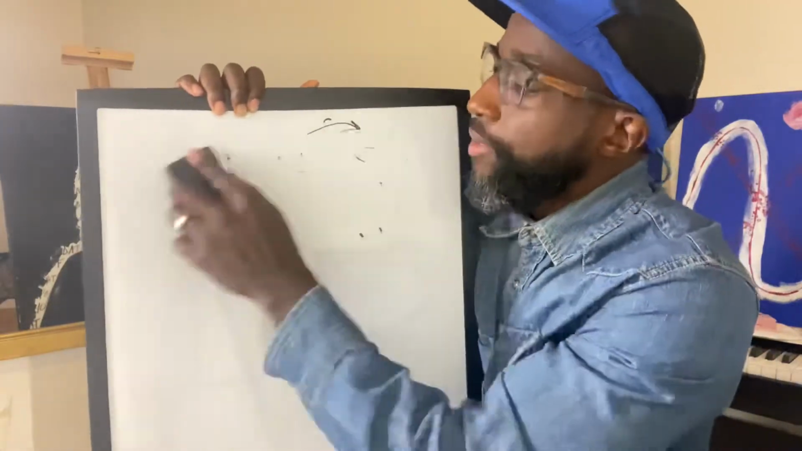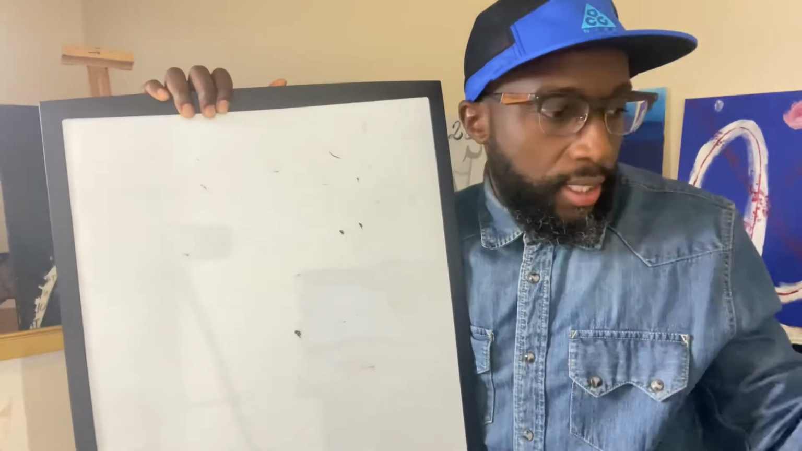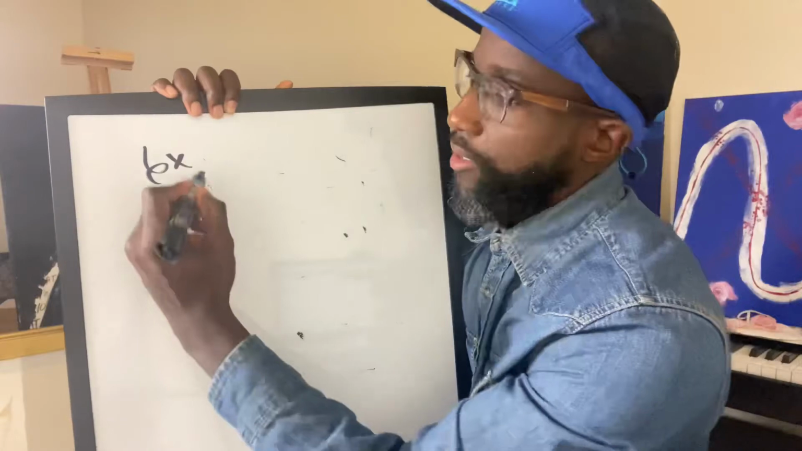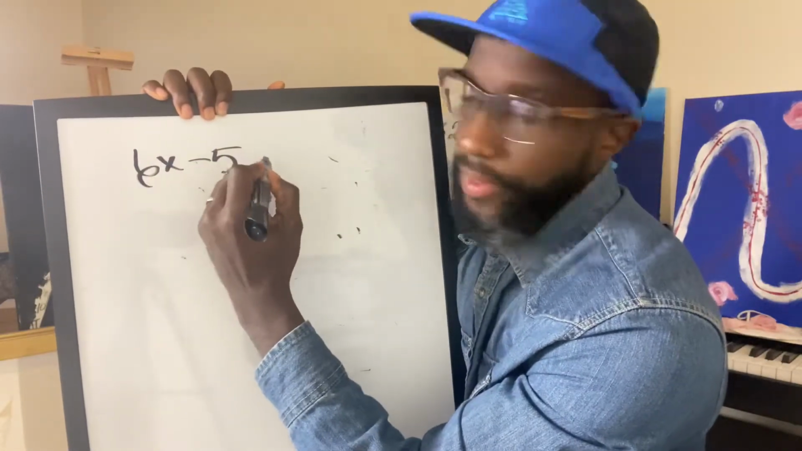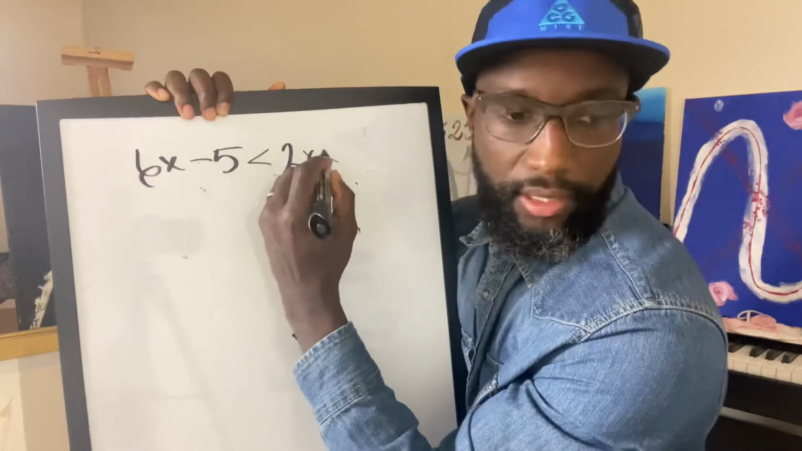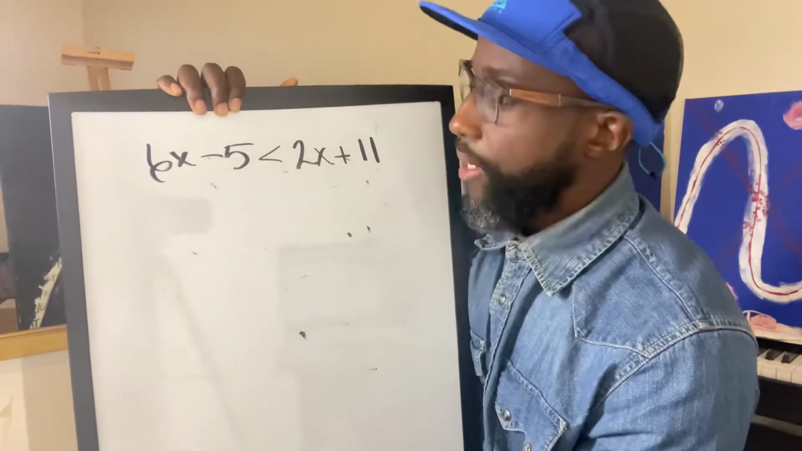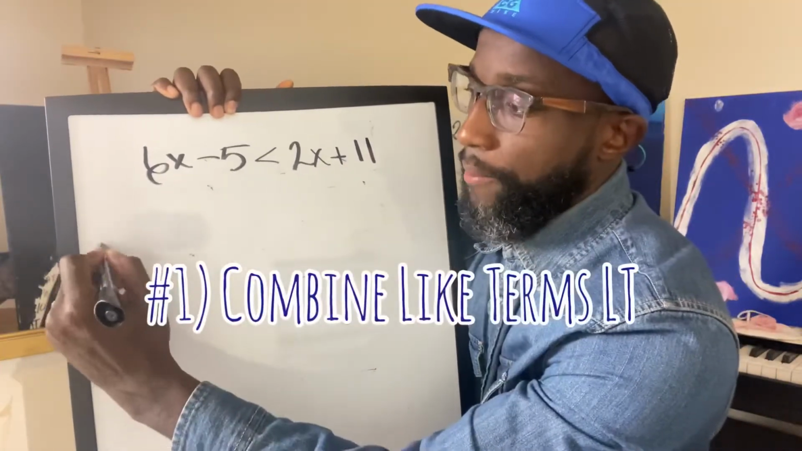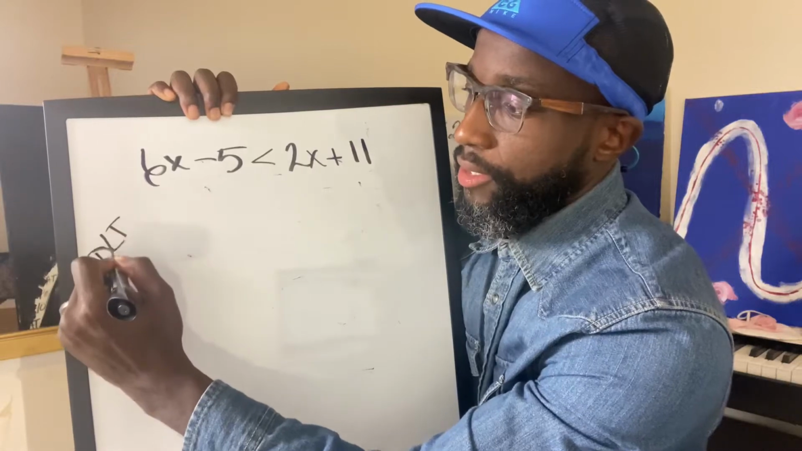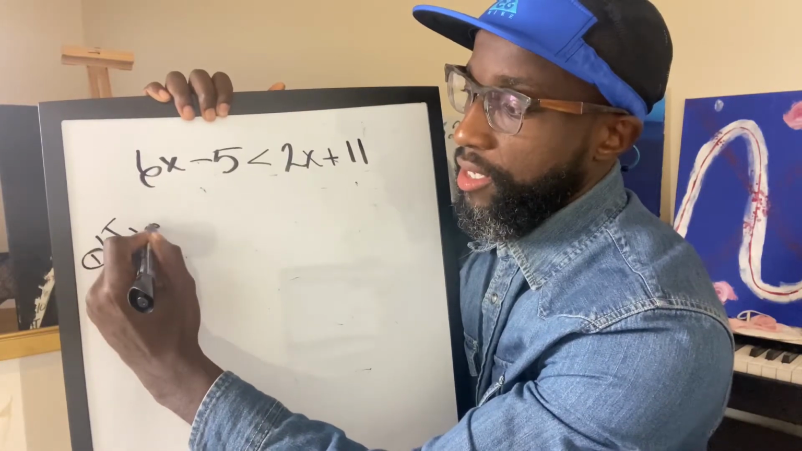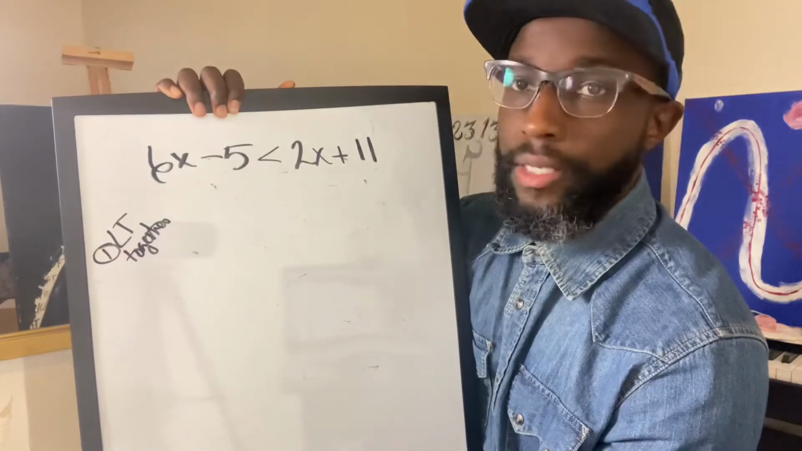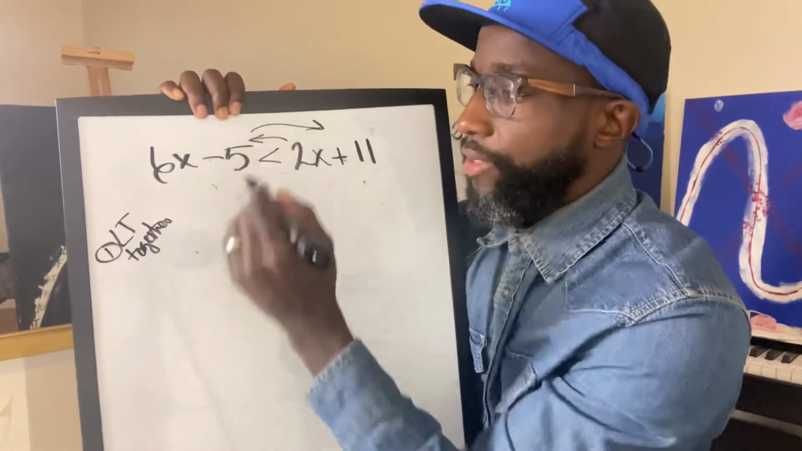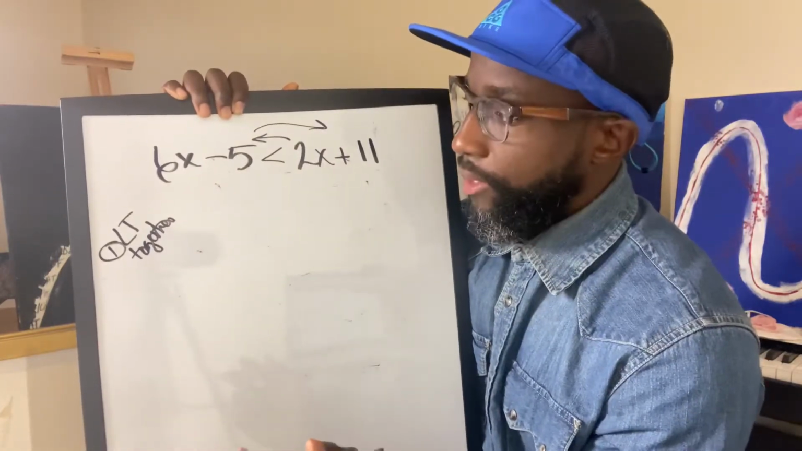Let's look at an inequality with the variable on both sides, like this one: 6x minus 5 is less than 2x plus 11. First thing you want to do is put like terms together. We can move the whole numbers to one side and the variables to the other. Let's do the constants first.